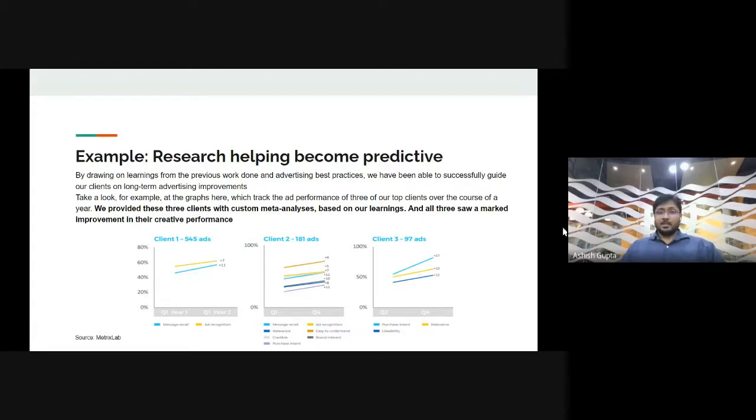Time and again, as they started getting these learnings, they implemented them in the ads that followed. As a result, we saw that the performance of the creatives that they rolled out after a year improved significantly across all of these. So using research, if you have enough data points, you are definitely able to predict the key success parameters for anything to happen in the future. You're able to predict what would make your brand click with consumers.